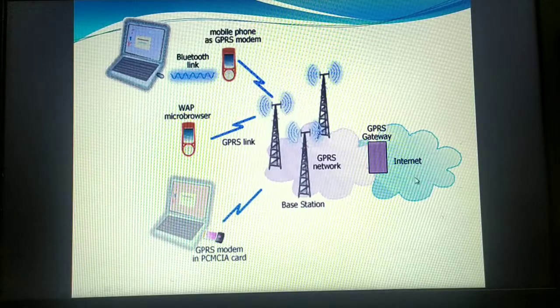Before this also we had an internet connection, but we prefer GPRS. Nowadays every internet connection is using the GPRS network only. Why?